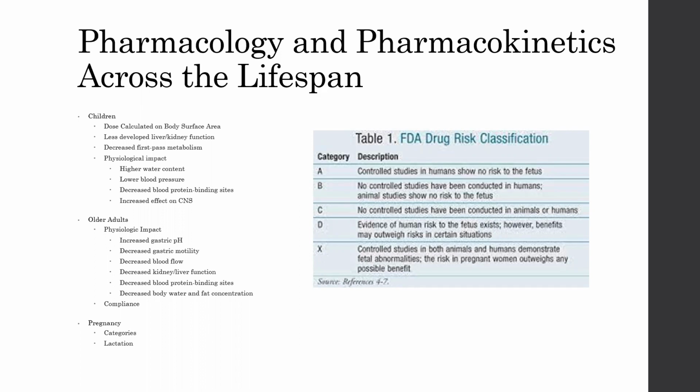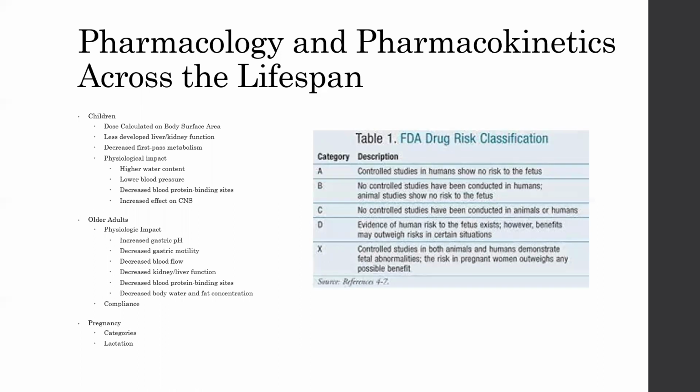In pregnancy, we need to consider the different pregnancy FDA drug classification for the medications to determine if it's safe for both the mother and the fetus. And we also need to know these categories for lactation to determine if it's safe to take the medications while breastfeeding. The categories are category A, which is where controlled studies in humans show no risk to the fetus. B is there have been no controlled studies conducted in humans, but in animal studies, it showed no risk to the fetus.